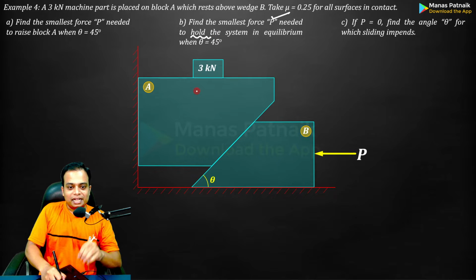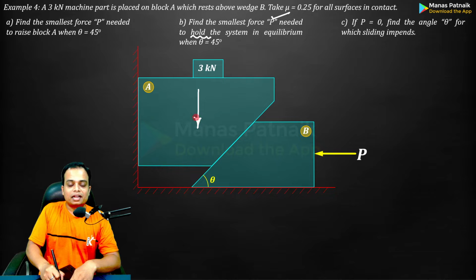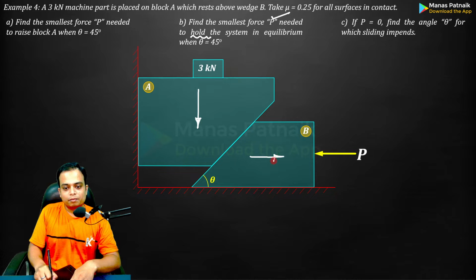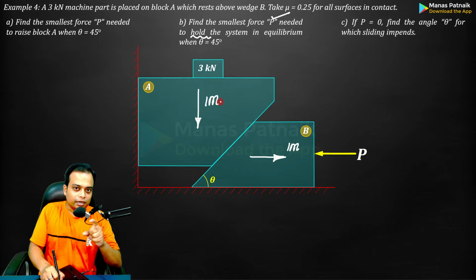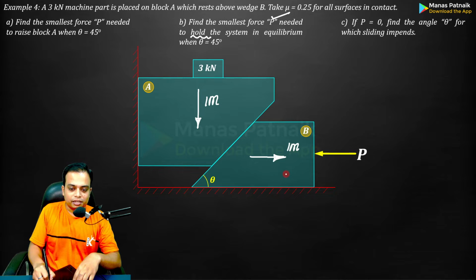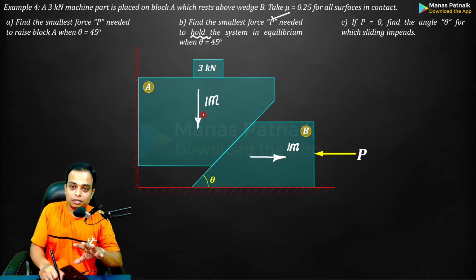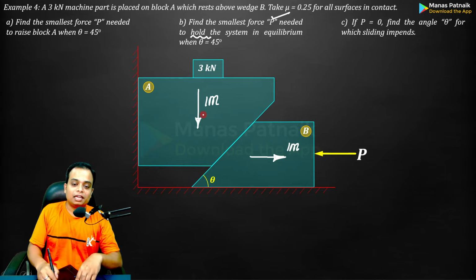So the natural tendency of block A would be to just start sliding in the downward direction. In that case, the natural tendency of block B will be towards the right-hand side. This is the impending motion. As you can clearly observe, in the previous case, the impending motion here was left, and here it was in the upward direction, and now it is absolutely opposite. So a complete direction reversal will take place.